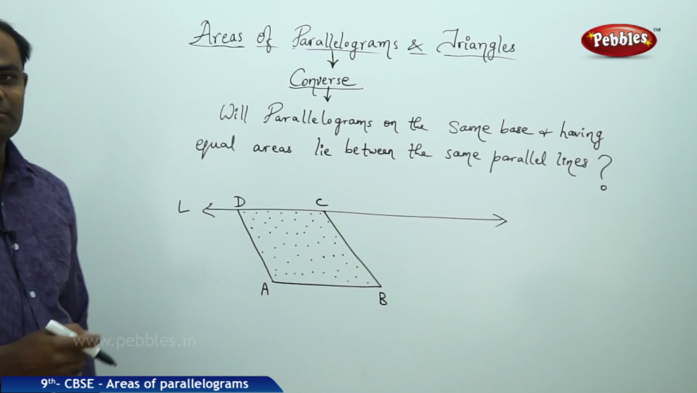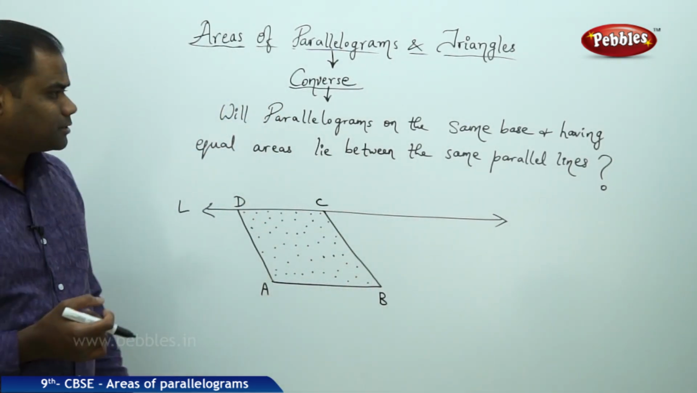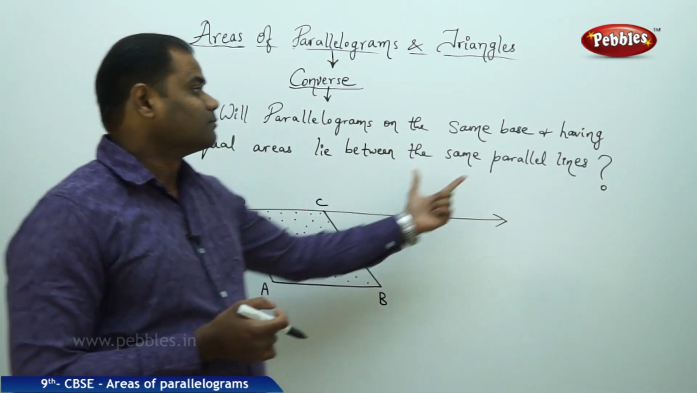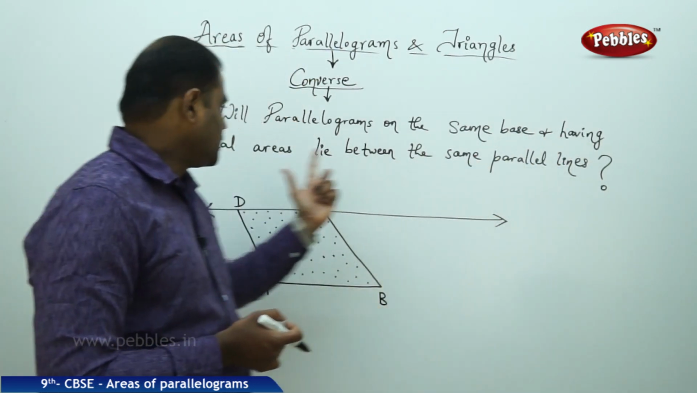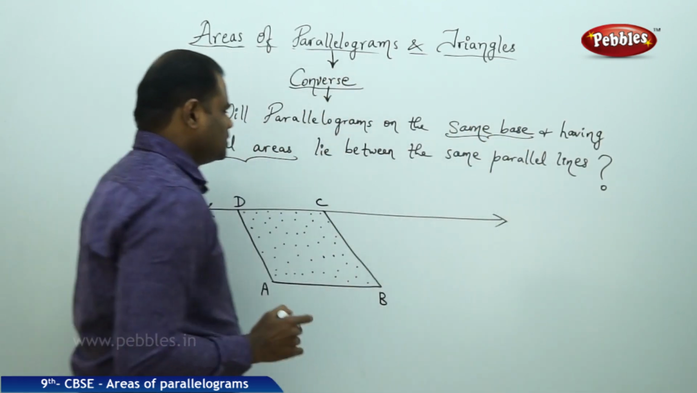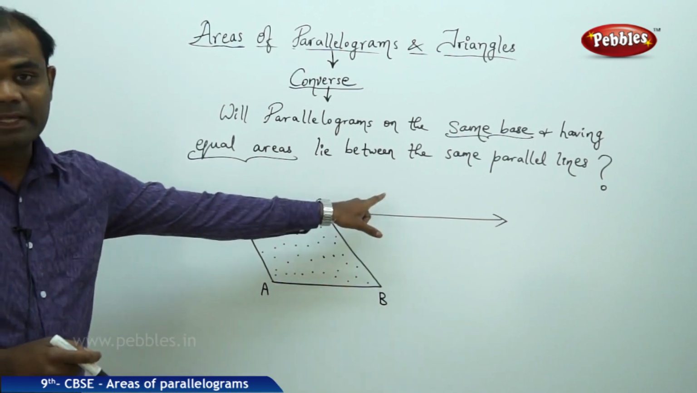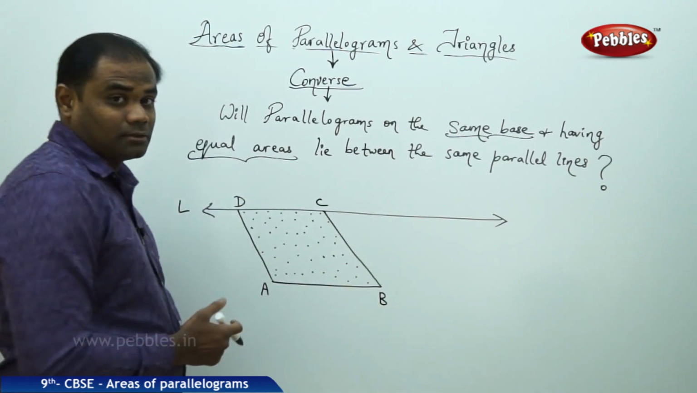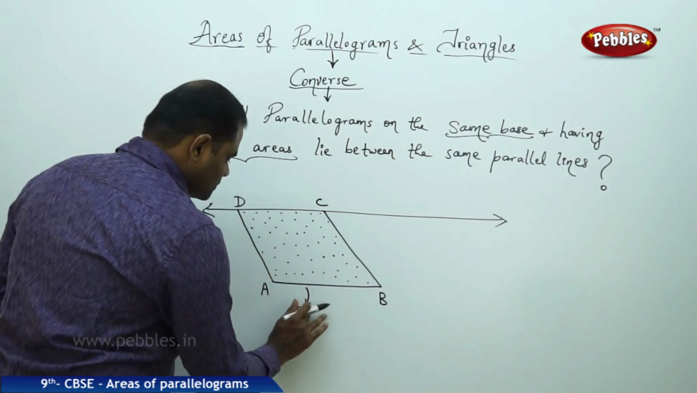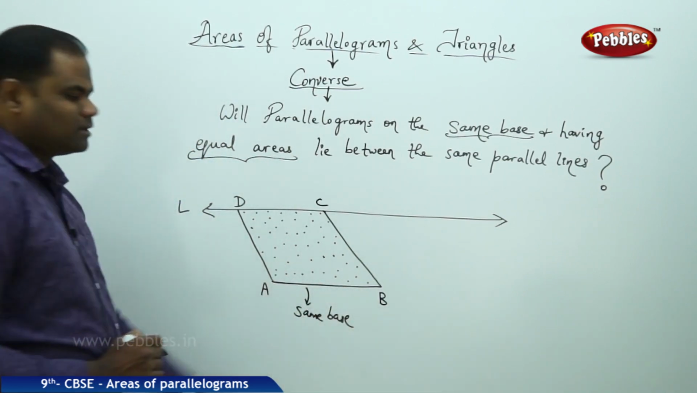Now with this parallelogram, let me take another parallelogram which has the same equal area. The condition for the converse is that they lie on the same base. So taking the same base AB, I'll draw another parallelogram which has equal area and the same base. So let me take another parallelogram of the same equal area between the line L and the line AB, the same base AB. So here is the same base AB. This is the same base.